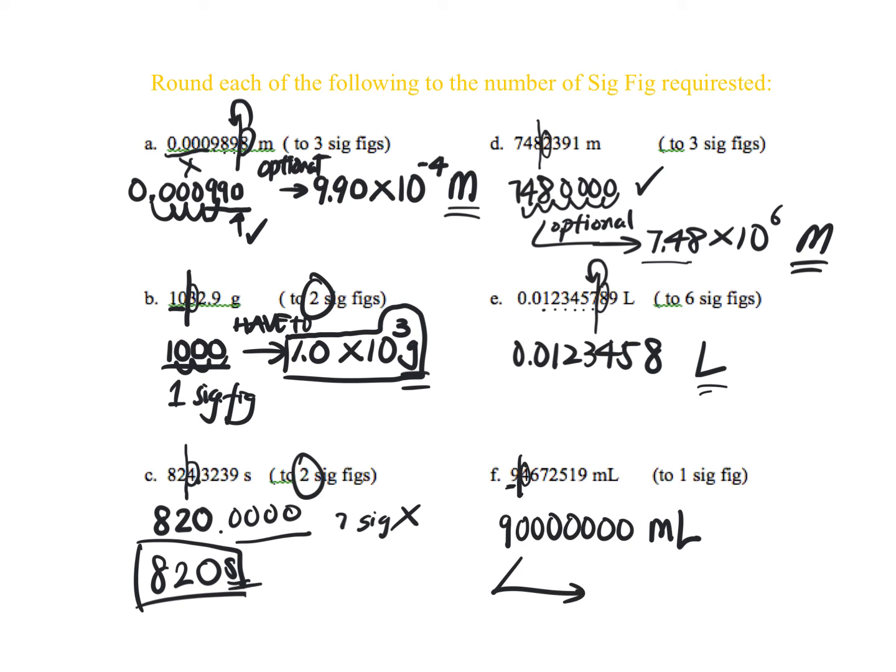Optional, right? It's not necessary to change to scientific notation. Do you do 9.0? No. You just leave it as 9 because it's 1 sig fig. 9.0, we have 2 sig figs, right? 9 times 10 to the 1, 2, 3, 4, 5, 6, 7. 7th power milliliter.